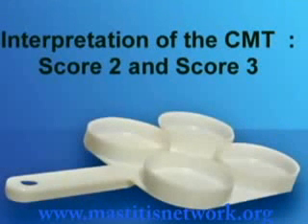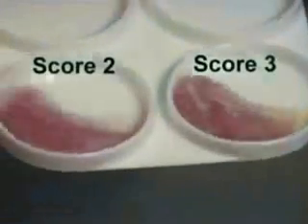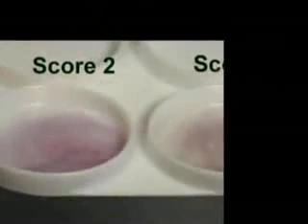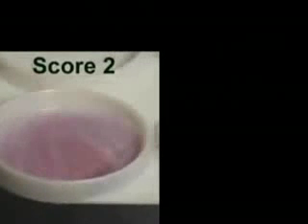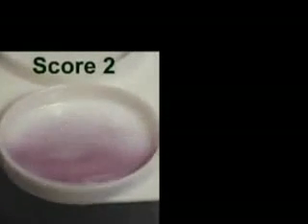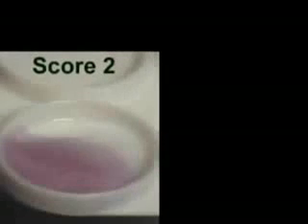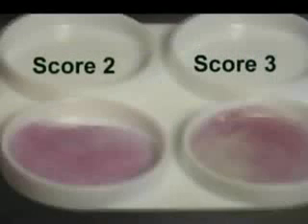Finally, score 2 and score 3 reactions. In this sequence, the cup on the left shows a score 2 reaction, which means that it is clearly positive. During the rotating movement, you can see some gel formation, slightly rounded in the center of the cup. When the rotating movement is stopped, the gel collects at the bottom of the cup.